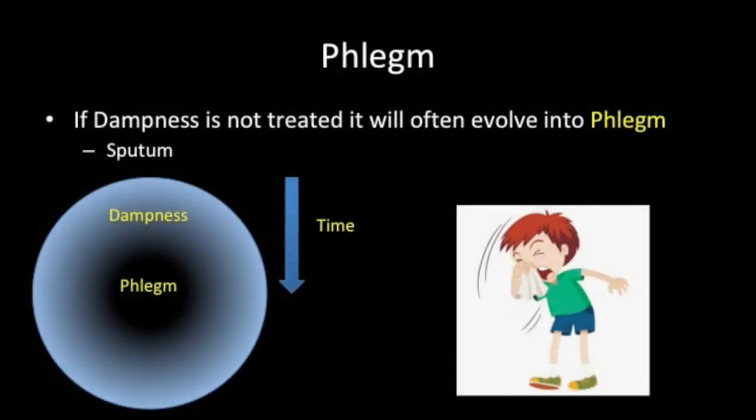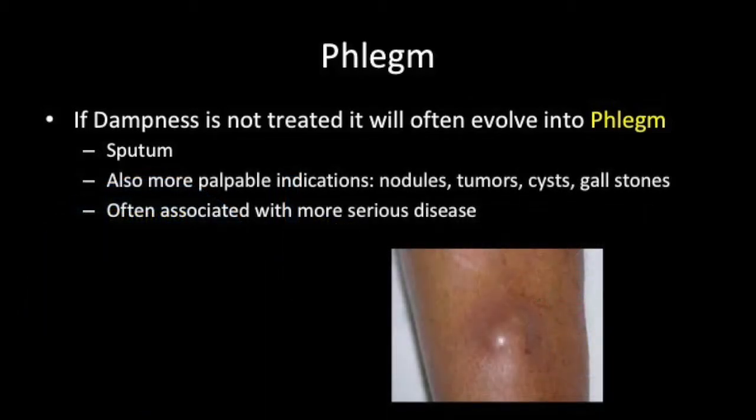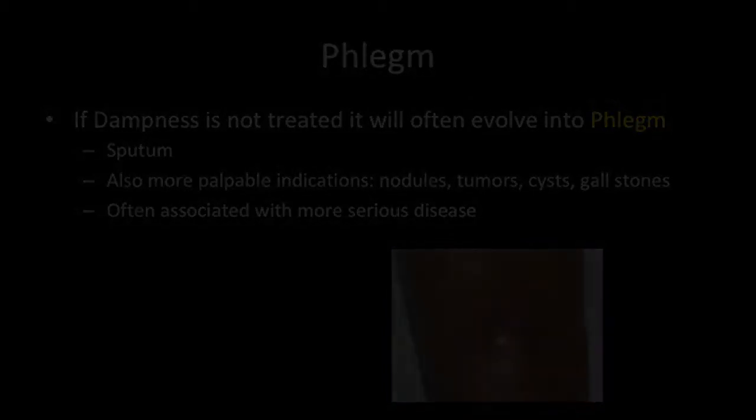When dampness is not treated, it will often evolve into phlegm. Heat or cold often contribute to this process. Apart from its meaning as the sputum coughed up during heavy colds, phlegm in its TCM sense is also associated with more palpable signs, such as nodules, tumors, or cysts, and often indicates a more serious disease.